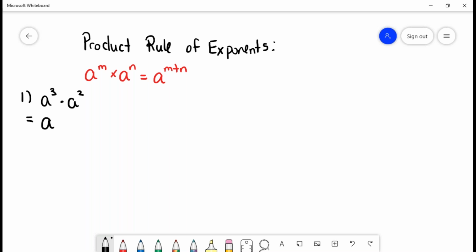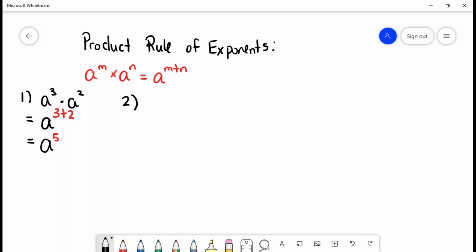So the exponent of this is 3, and the exponent of this is 2. So in order to evaluate for this, what you need to do is you need to add the exponents as per the product rule of exponents. And when adding the exponents, we have now a in the base, and for the exponent, we have 3 plus 2. 3 plus 2 is 5, so therefore our final answer for this question is a to the power of 5. So now let's try another problem using the product rule of exponents.